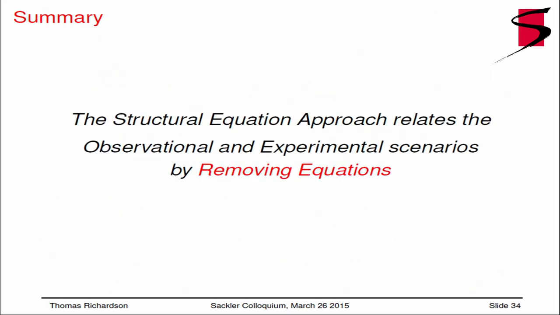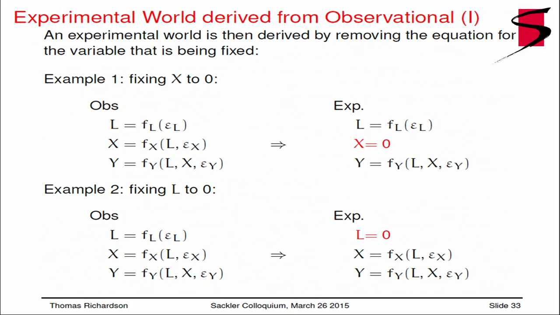So that was a very quick summary, and I went into less detail, but basically the high-level summary is that the structural equation approach relates the observational and experimental scenarios by removing equations. Okay? As Judea said, this set of equations gives us all of the counterfactuals. We can intervene on any variable we want to. We just cross out the equation, and then that gives us a new system of equations and a new distribution. Okay.